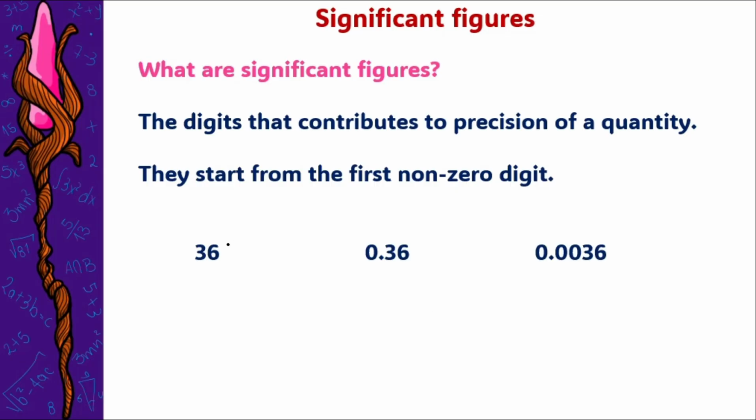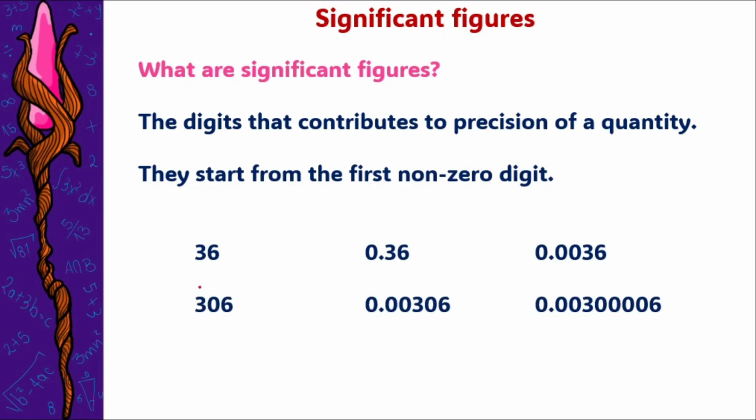Let's see some examples. For these three numbers, the first non-zero digit is the 3. After the 3, in this case, we have just two digits, 3 and 6, so we would say it has two significant figures. In this case it's the same, because before the decimal point we have just zeros, so they are not significant. The significant ones are the 3 and the 6, so again two digits. Same case as this one. These zeros don't mean anything. The ones that we are going to take as significant figures are again the 3 and the 6, so two significant figures.